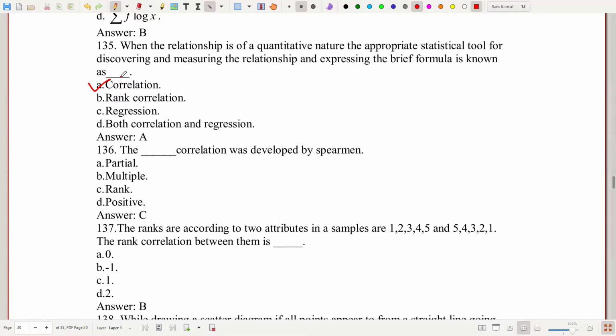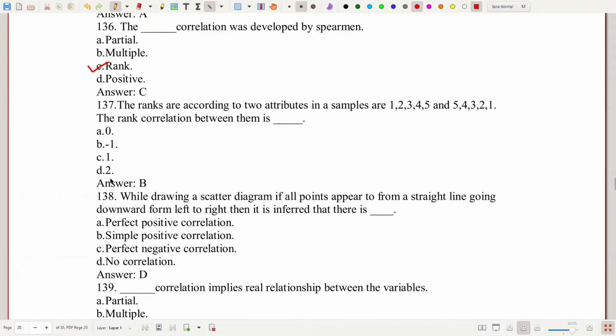Once again, when the relationship is of a quantitative nature, the appropriate statistical tool for discovering and measuring the relationship and expressing the brief formula is known as the correlation. The dash correlation was developed by Spearman, and that is known as the rank correlation was developed by Spearman. The ranks according to two attributes in a sample are 1, 2, 3, 4, 5 and 5, 4, 3, 2, 1. The rank correlation between them is -1.